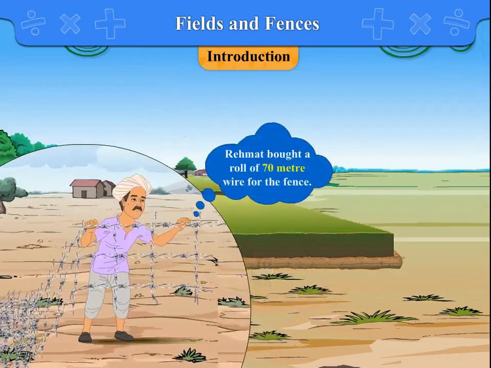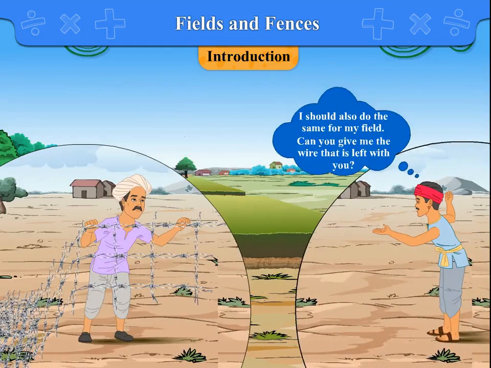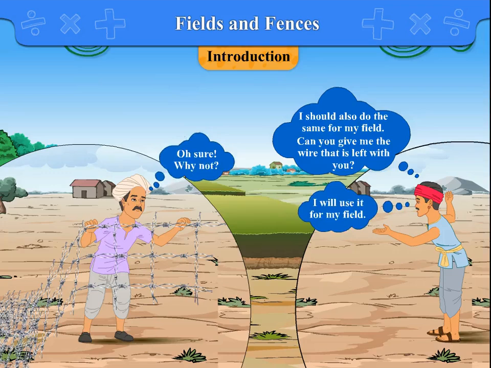Rahmat bought a roll of 70-meter wire for the fence. Looking at what Rahmat did, Ganpat thought, I should also do the same for my field. So, he asked Rahmat, can you give me the wire that is left with you? I will use it for my field. Rahmat said, oh, sure. Why not?